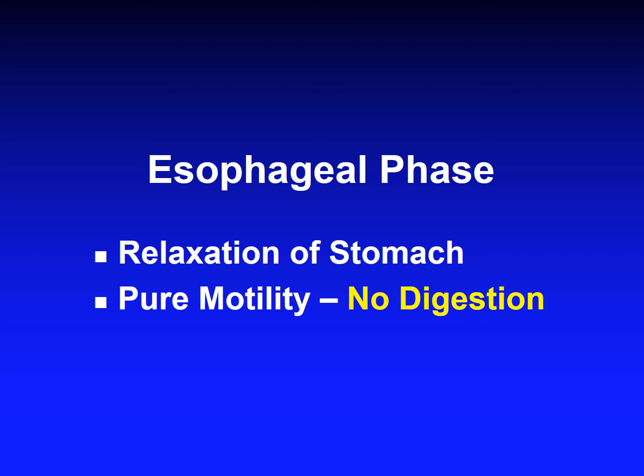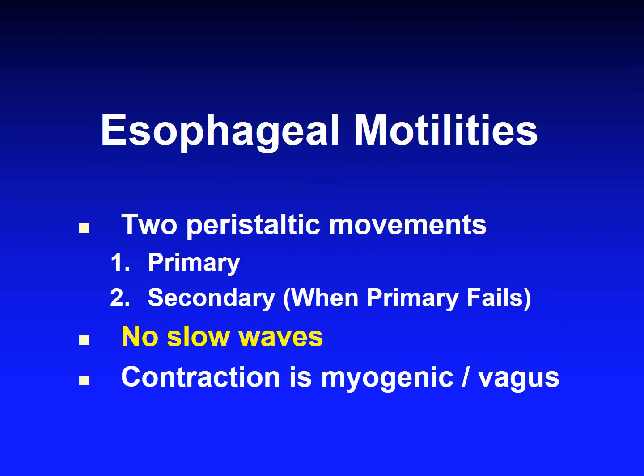The esophageal phase coincides with relaxation of the stomach. And again, just like the pharyngeal stage of the oral phase, there's no digestion. It's a pure motility phase in the esophagus. Pure motility in the esophagus. What happens is you will have two peristaltic movements, a primary and a secondary, that takes place if the primary fails.